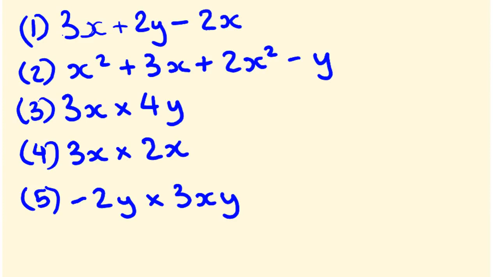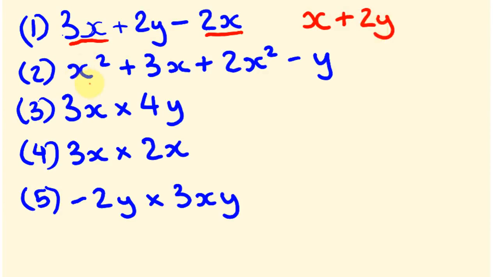Anyway, first off, we'll get to this first question. 3x plus 2y minus 2x. So first off, we had to recognise these like terms, and these are the ones with the same pronumeral, the same letter. 3x, take away 2x, is x. Okay, and we're left with plus 2y. Okay, so hopefully you got that answer.